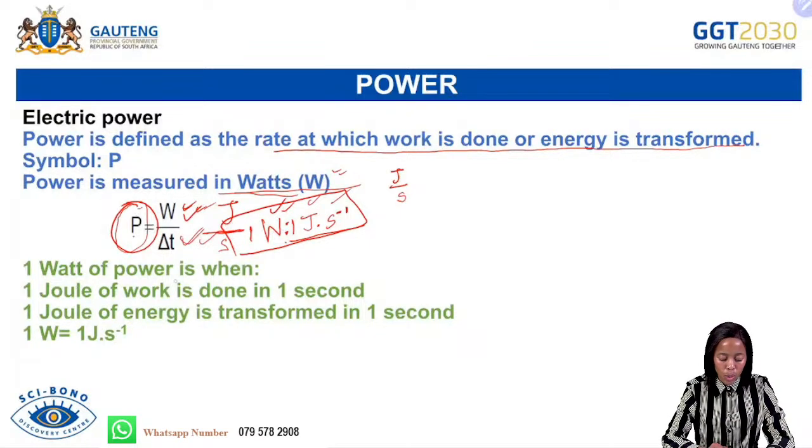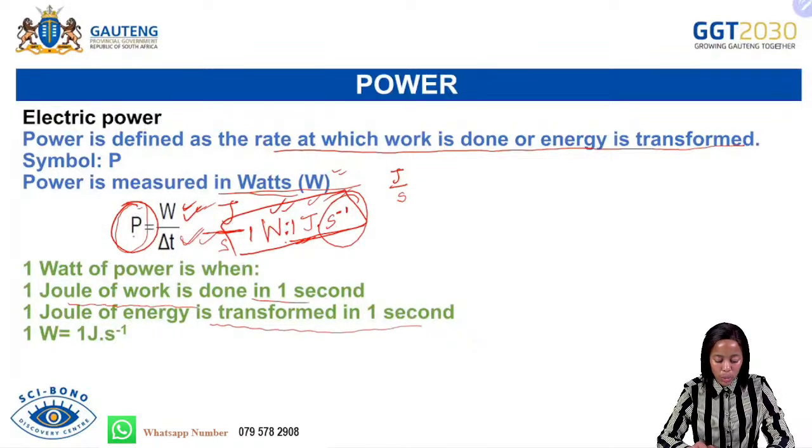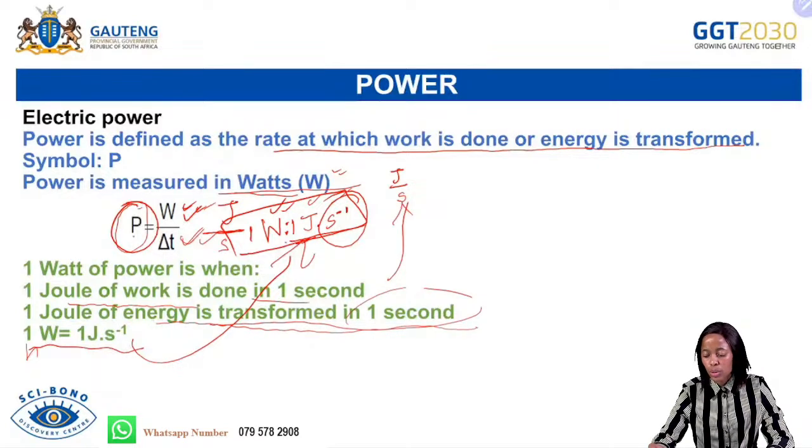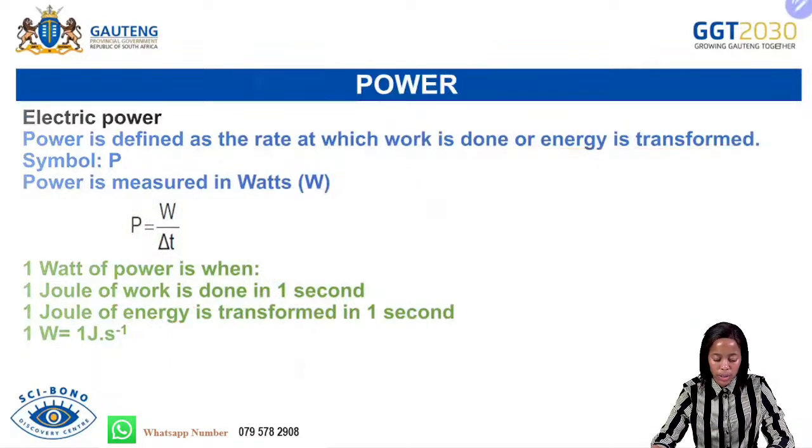So it says 1 watt of power is when 1 joule of work is done in 1 second. Then it says 1 joule of energy is transformed in 1 second. So again, we are repeating what we have written there. 1 joule of energy is transferred in 1 second, according to the formula there as well.